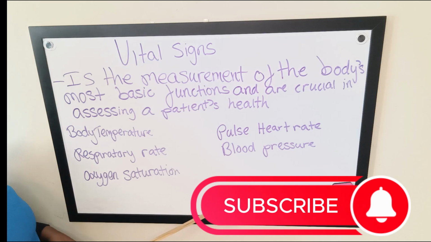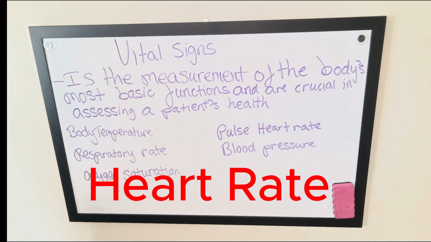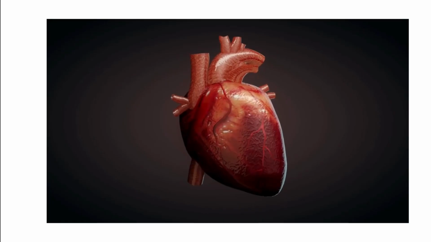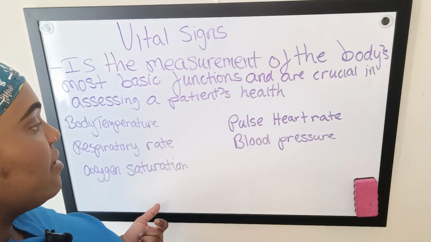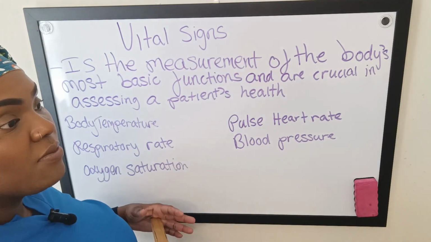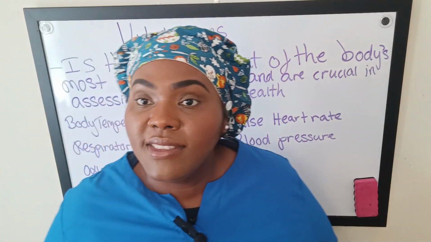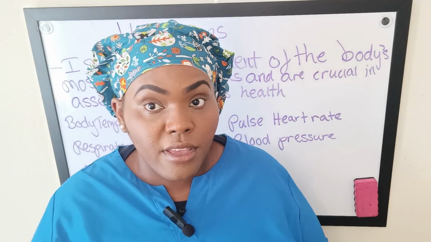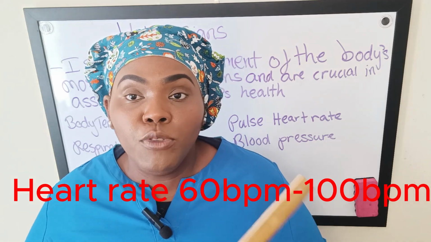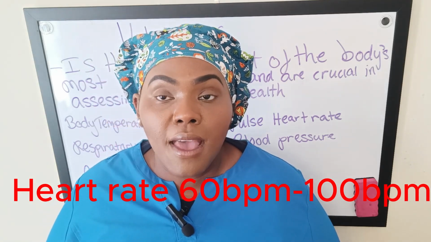Next part is the heart rate. What is the heart rate? The heart rate is the pulse. The pulse is the number of times the heart beats every minute. Let's say our patient was assessed and their pulse rate was 60. Our normal range for heart rate is 60 to 100, so we want our patient's heart rate to be between 60 to 100 beats per minute.